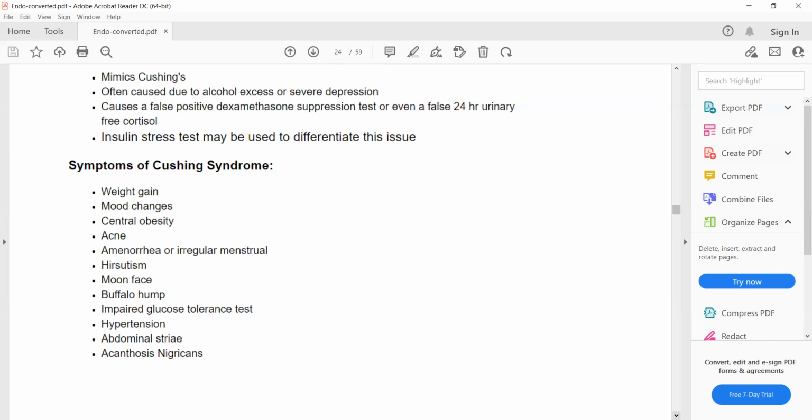So if in the exam they ask you about the electrolyte abnormality or acid base abnormality in Cushing syndrome, then your answer will be hypokalemic metabolic alkalosis. Because in Cushing syndrome, aldosterone or mineralocorticoid activity is increased, due to which there is increased reabsorption of sodium and increased excretion of potassium and hydrogen ion. So if you remember these two functions, then you will never forget the signs and symptoms of Cushing syndrome.